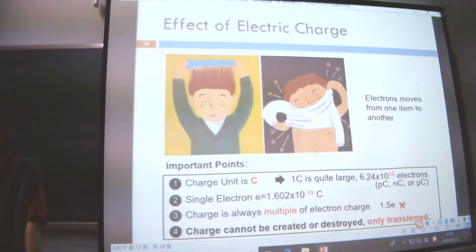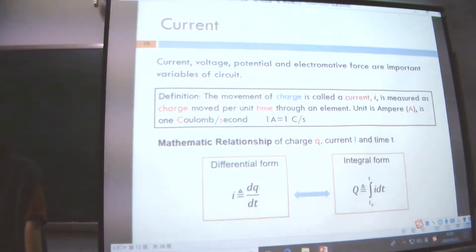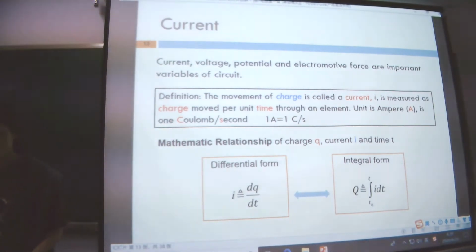It exists in nature. Okay, it can only be transferred from one item to another, right?